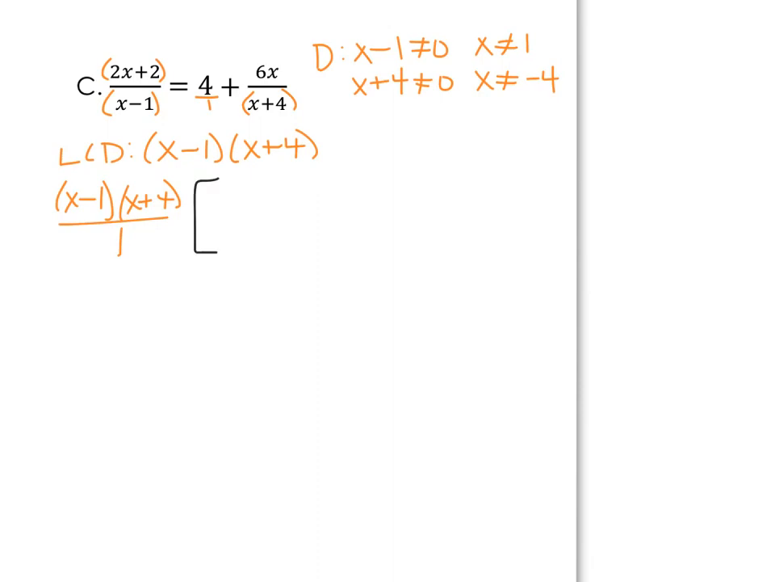So I know this gets a little tricky. 2x plus 2 over x minus 1, there we go, equals 4 over 1 plus 6x over x plus 4.